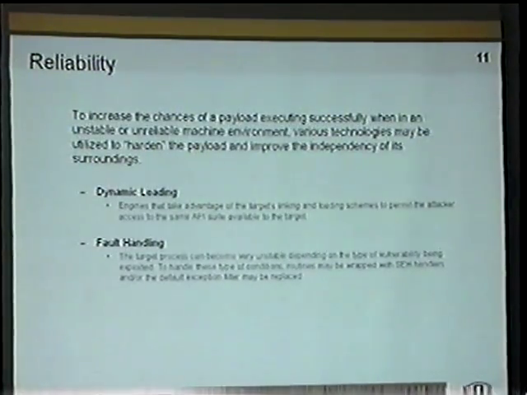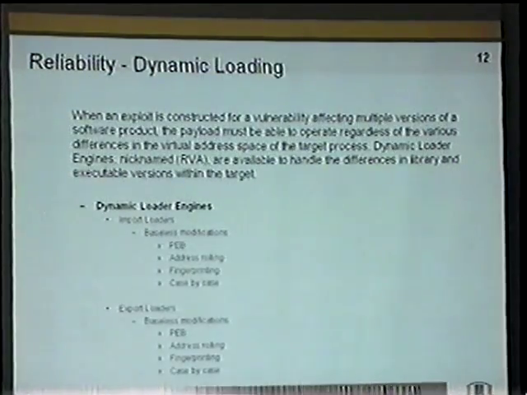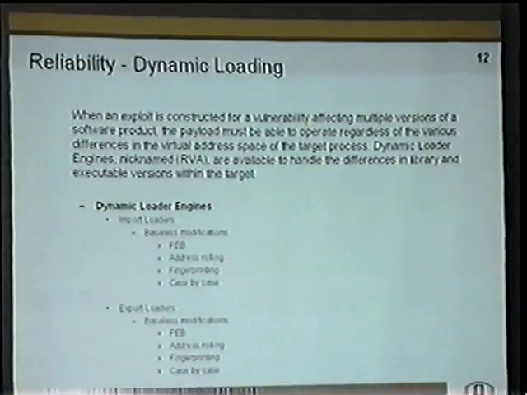Dynamic loading engines, nicknamed RVA engines, locate entry points inside an address space. So you want to create a process. You want to bind a shell to a port. You have to locate the entry point for CreateProcess so you can execute that function. Dynamic loader engines locate these entry points. These are all the schemes, public and private, that people use.